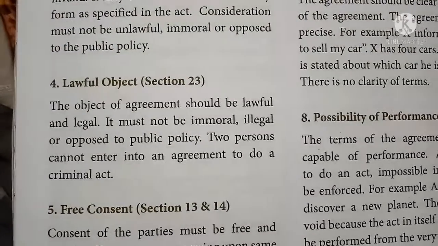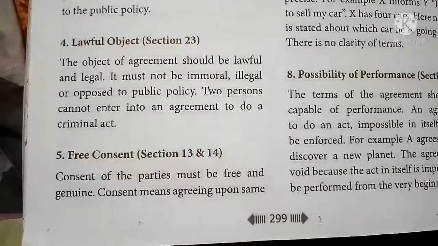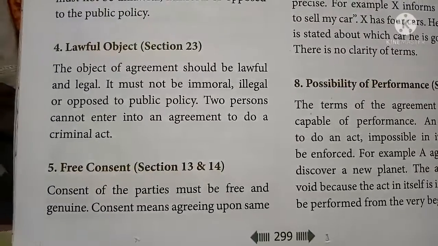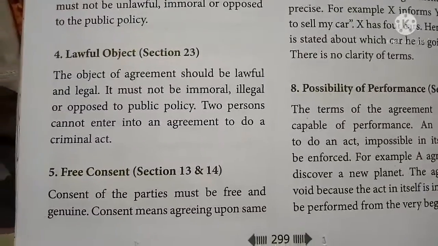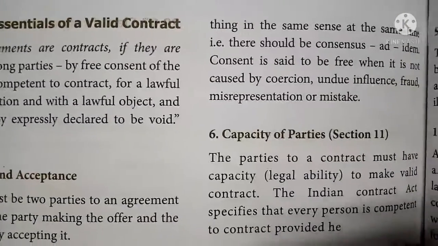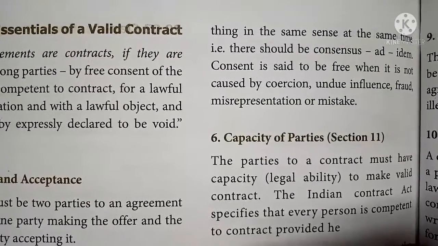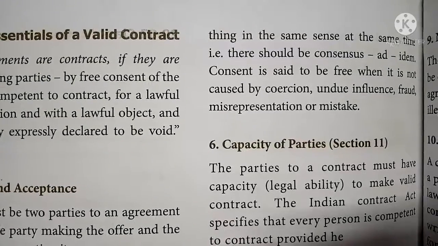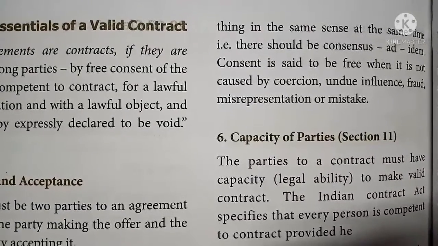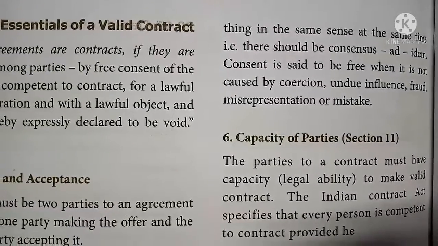So the two persons should do only the legal activities in order to make a contract a valid one. Free consent. Consent of the parties must be free and genuine. So consent means agreeing upon the same thing in the same sense at the same time. So there should be consensus ad idem. Consent is said to be free when it is not caused by coercion, undue influence, fraud, misrepresentations, or mistakes.